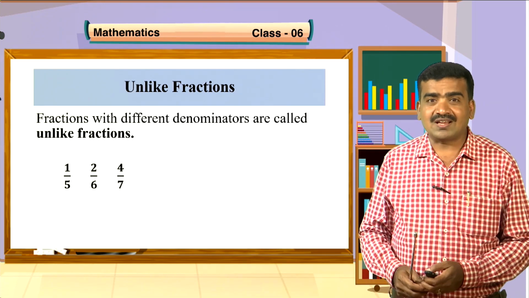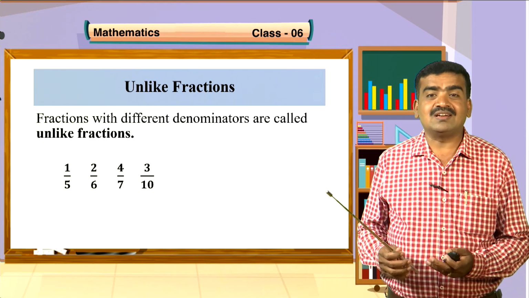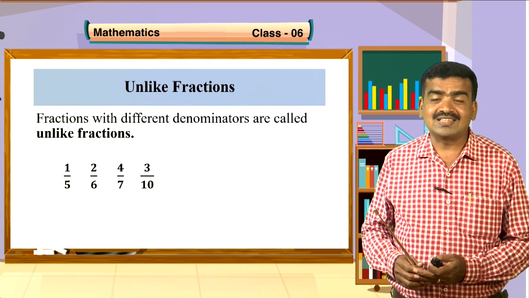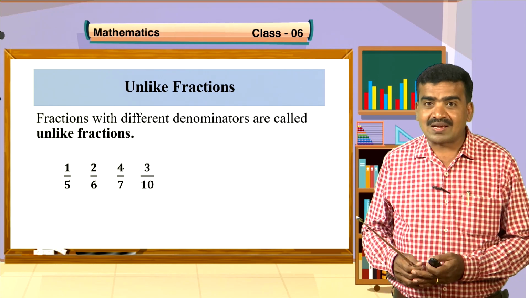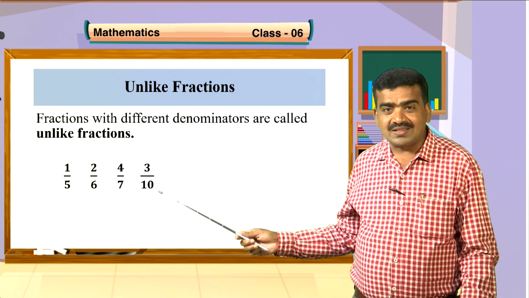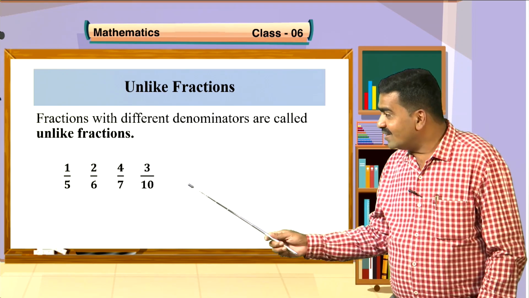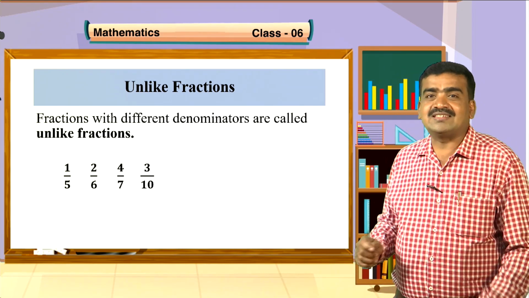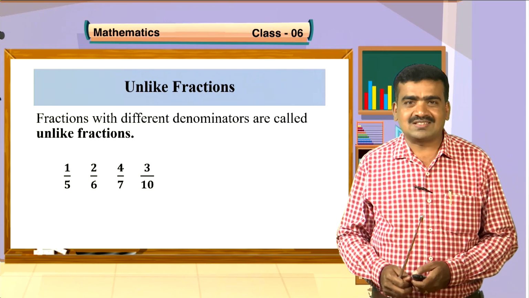Then what about unlike fractions? The fractions with different denominators are called unlike fractions. Here 1 by 5, 2 by 6, 4 by 7 and 3 by 10. These are the examples for unlike fractions.